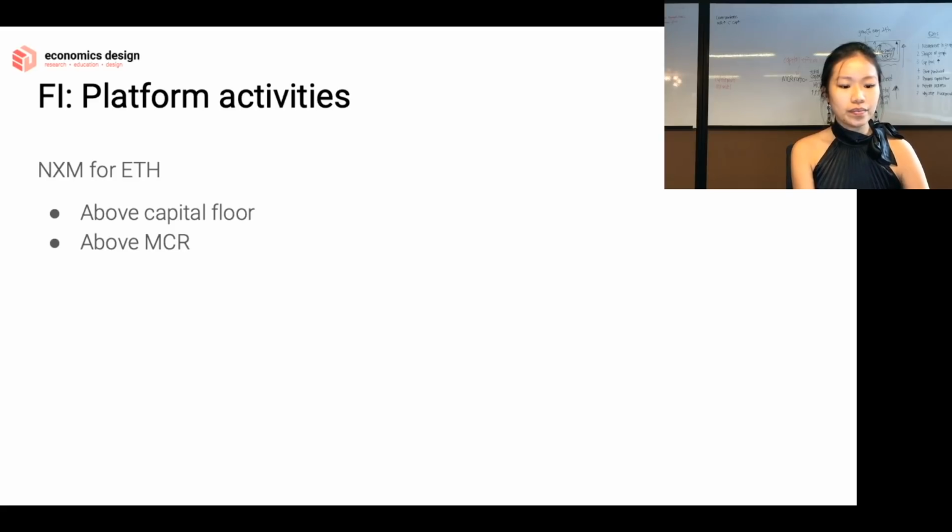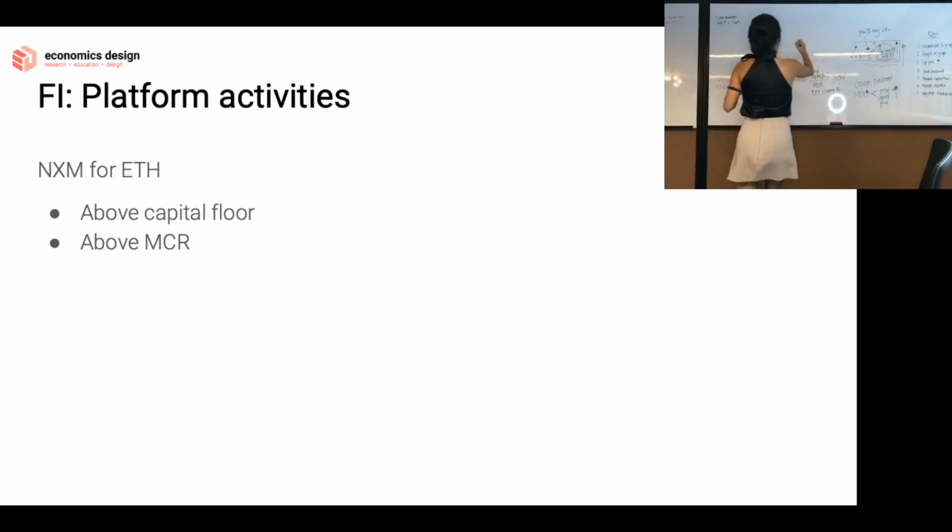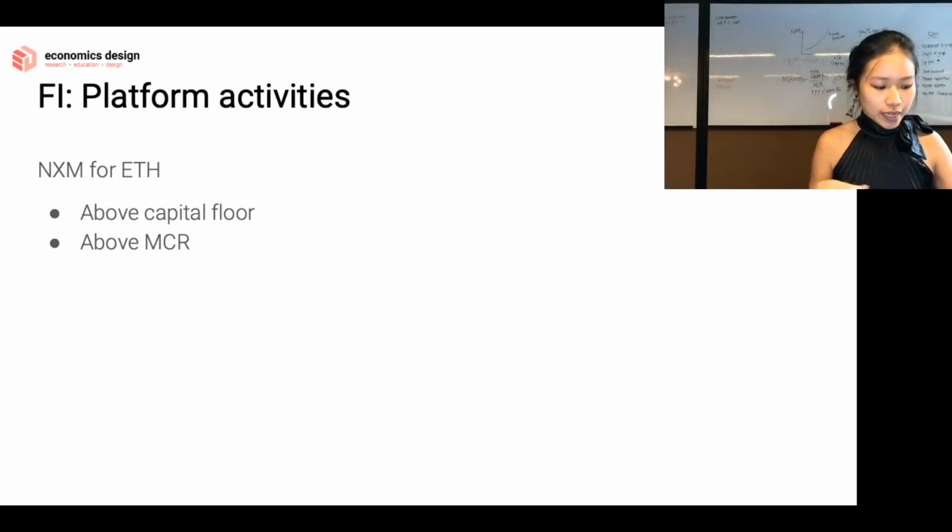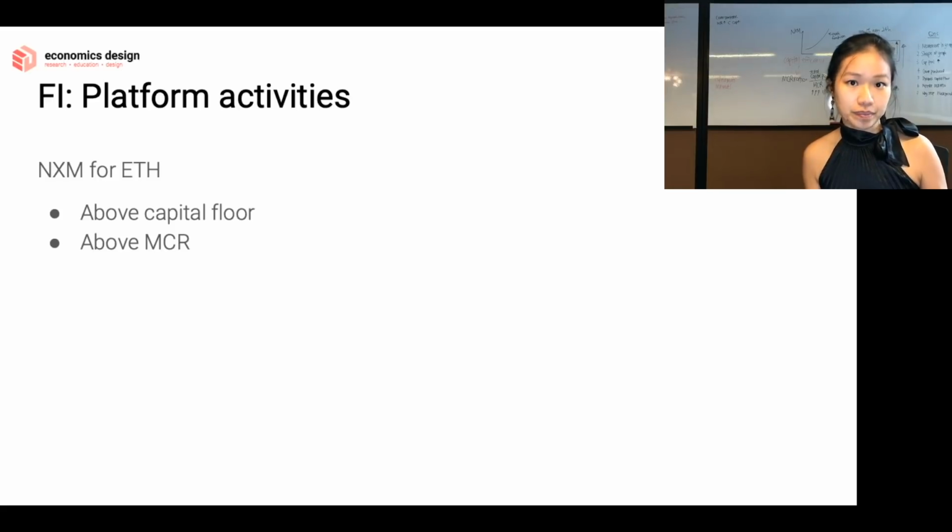The other platform activity is, going back to the bonding curve, we are exchanging NXM for ETH. So if we look at the curve, there are two variables, right? Because a bonding curve is all about interlinking two variables, and the two variables we're interlinking are NXM and ETH. So in the curve, we're linking the native token NXM and the capital pool, which is defined in ETH.